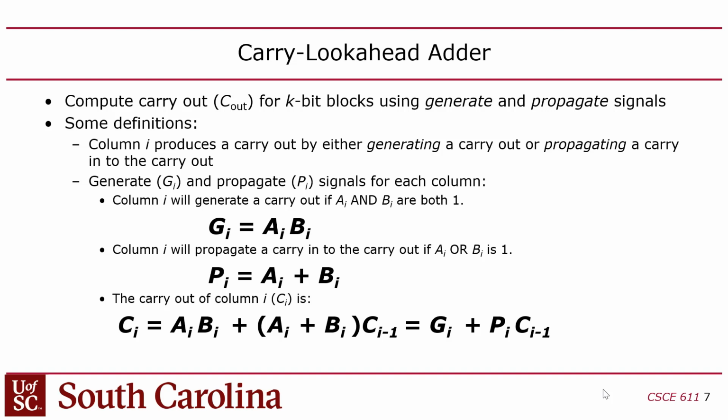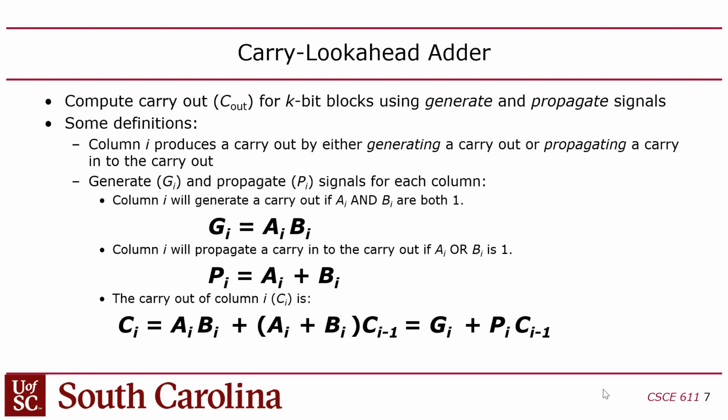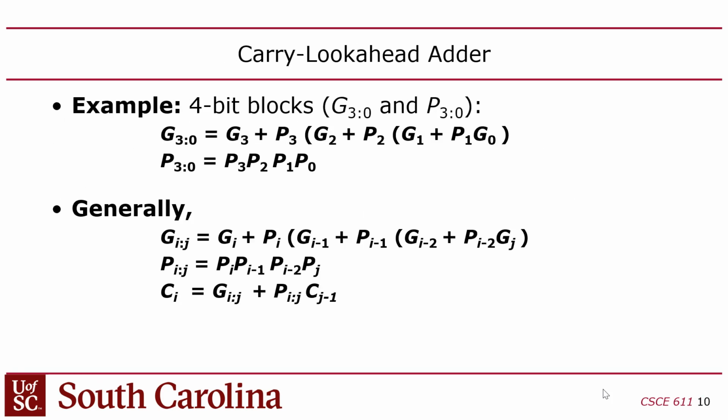So the idea, and this is generally how these are built, is you can calculate the generate and propagates on groups of bits. So in this case, this is the generate and the propagate corresponding to a group of columns 3 down to 0. What I showed over here were individual bits. Let me give you a concrete example for a block.